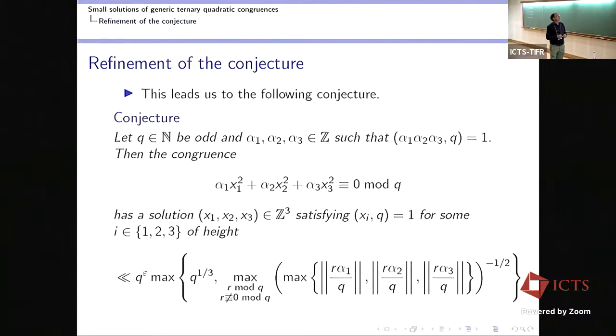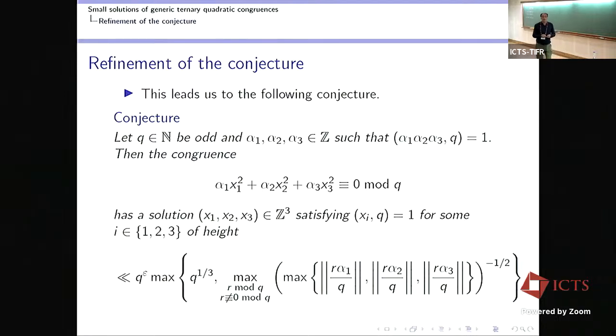Okay. So precisely the conjecture is as follows. We don't want to formulate it as a, we just talk about existence, not about asymptotic formula. Okay, so let q be odd, alpha 1, alpha 2, alpha 3 integers, coprime to q. Then this congruence has a solution satisfying x_i q coprime for some i of this height here.